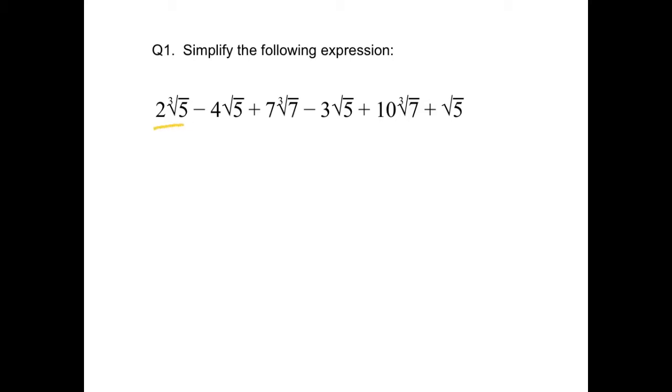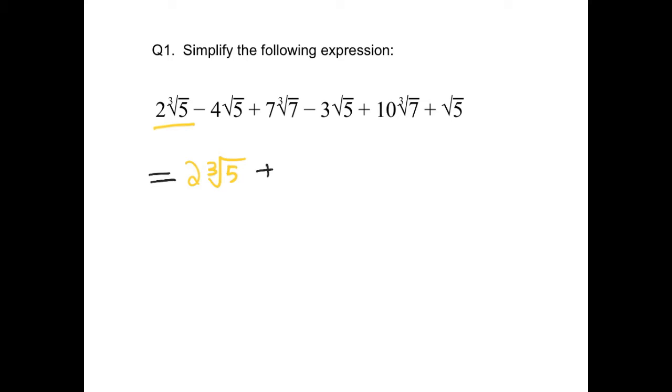Looking at our first one, we have the cube root of 5. Checking through every other term in this expression, there are no other cube roots of 5, so there's not going to be any simplification when it comes to that. So I'll just write it on its own, 2 times the cube root of 5. That portion does not simplify.